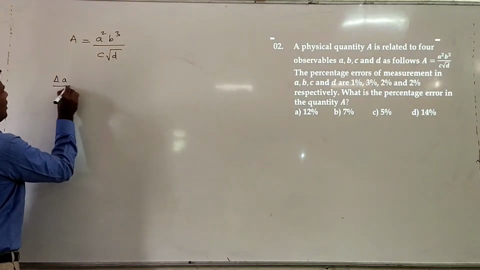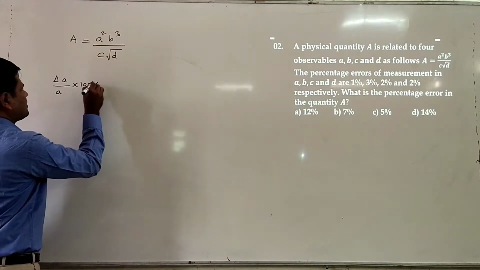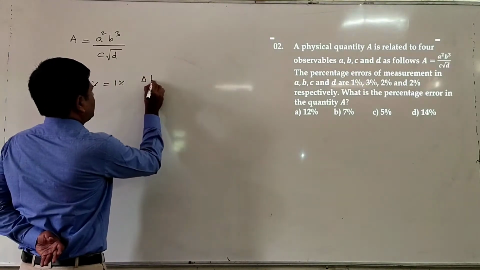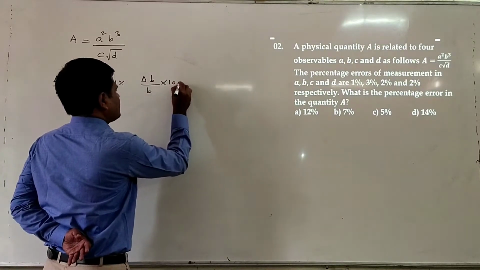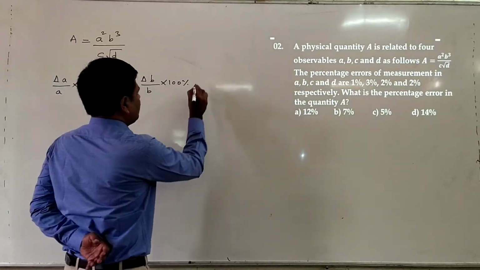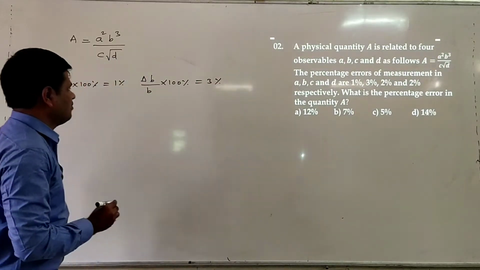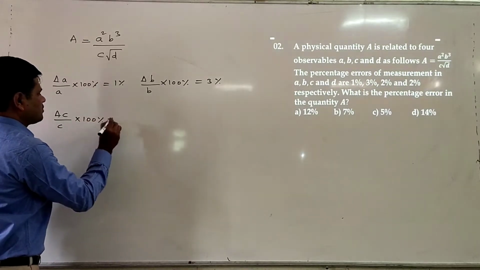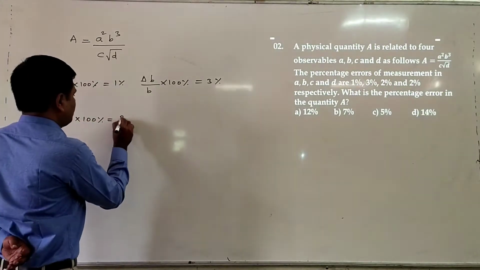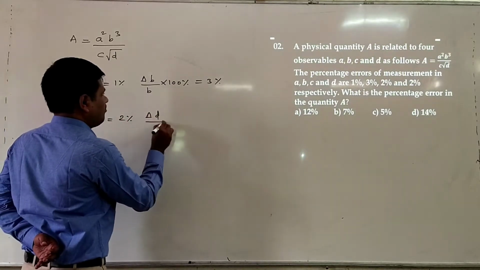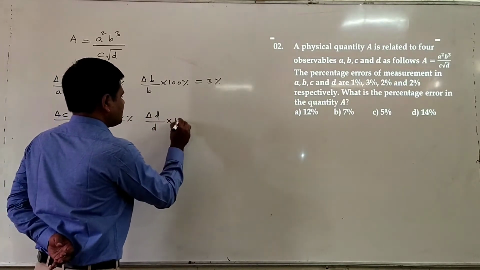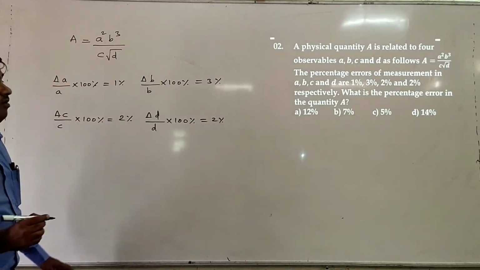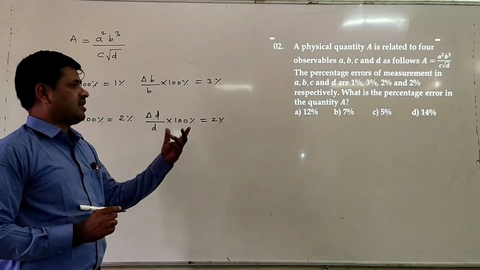In this problem, delta A by A into 100% is equal to 1% given. Next, delta B by B into 100% is given as 3%. Next, delta C by C into 100% is given as 2%. Next, delta D by D into 100% is also given as 2%. These all values are given. Now we find the percentage error in the quantity A.